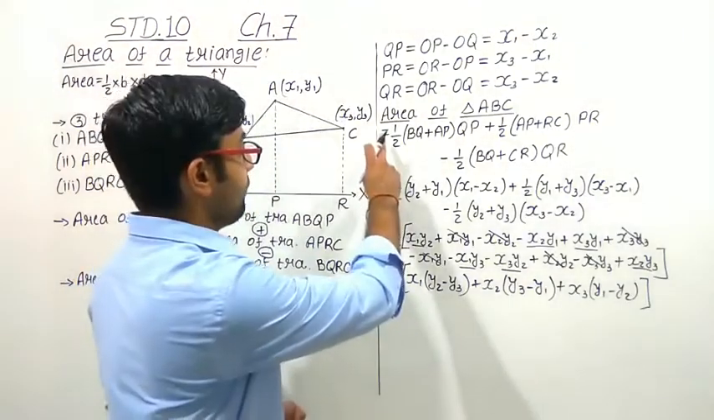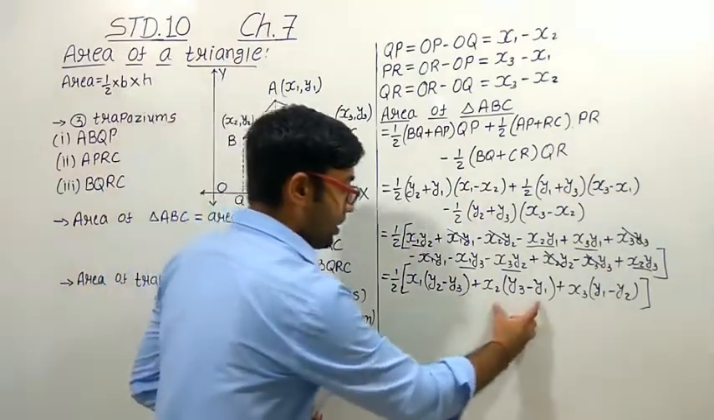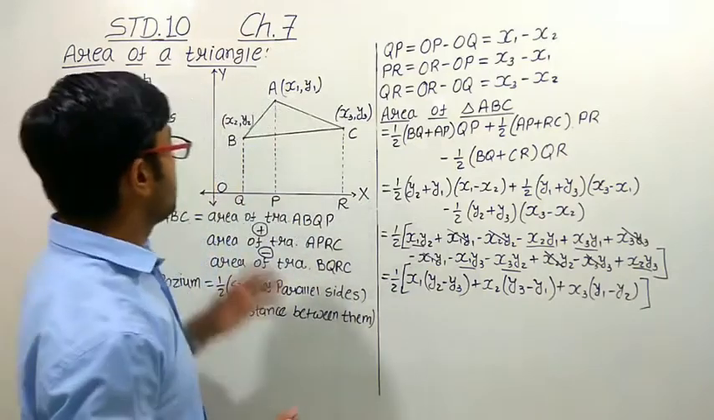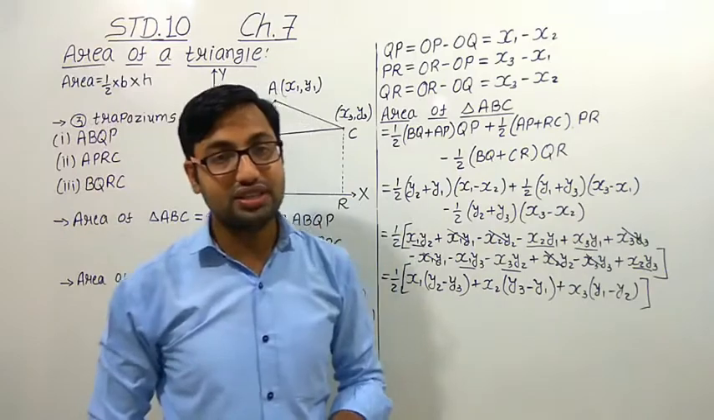So in this way we can find out the area of triangle ABC only by the coordinates. See, here there are only the coordinates. So this is the area of the triangle and this is all about this lecture.